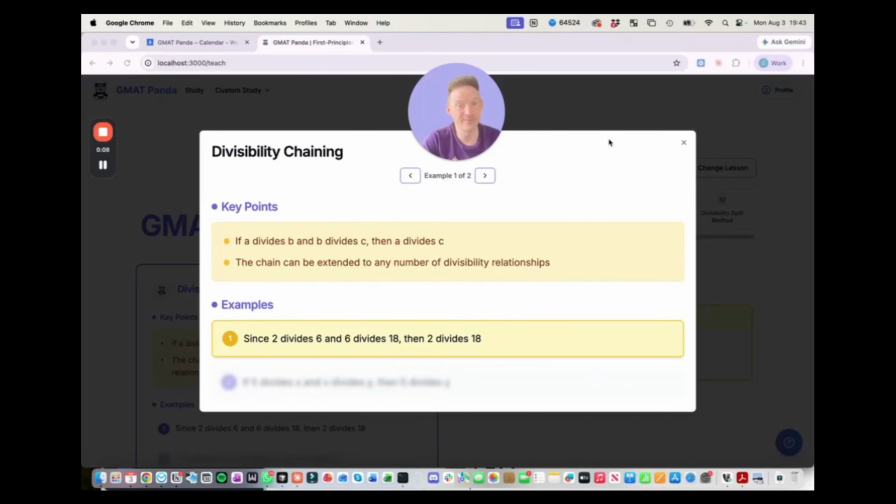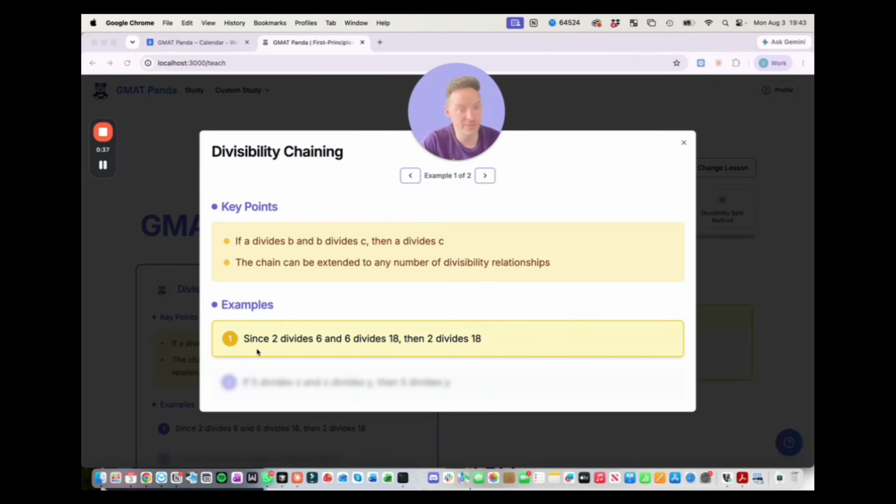Let's talk about divisibility chaining. So what is it? It's the idea that, for example, when we have three different numbers, in this case A, B, and C, and we know that A divides B and that B divides C, then we can chain them together and say that A divides C. And this is actually true for any number of numbers.